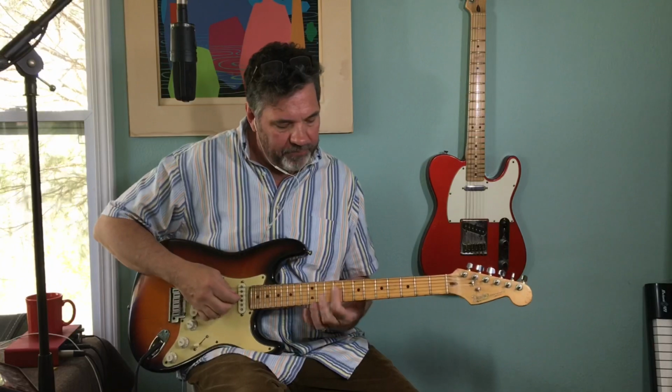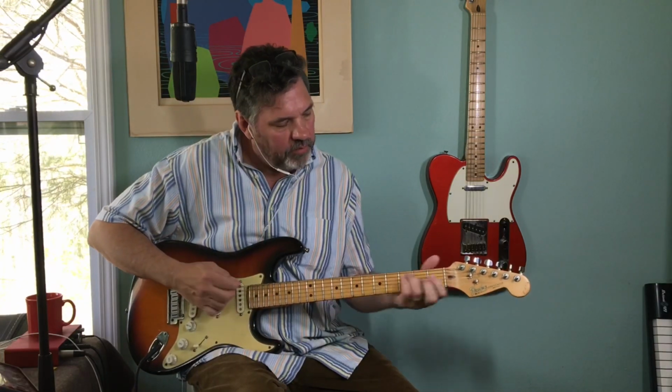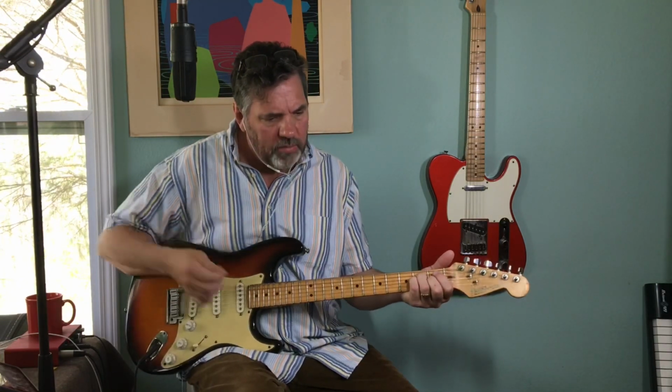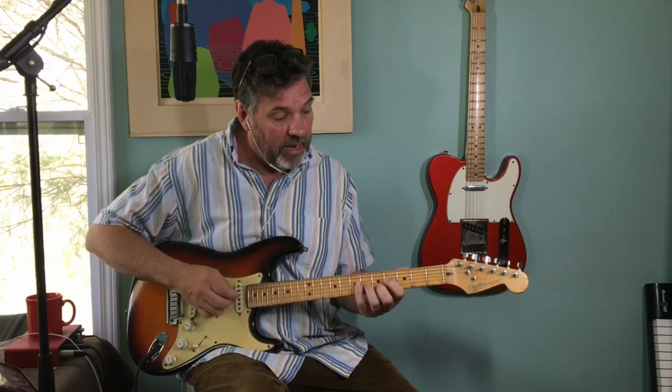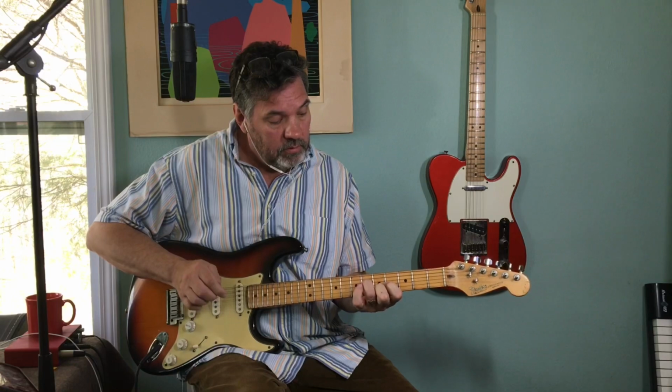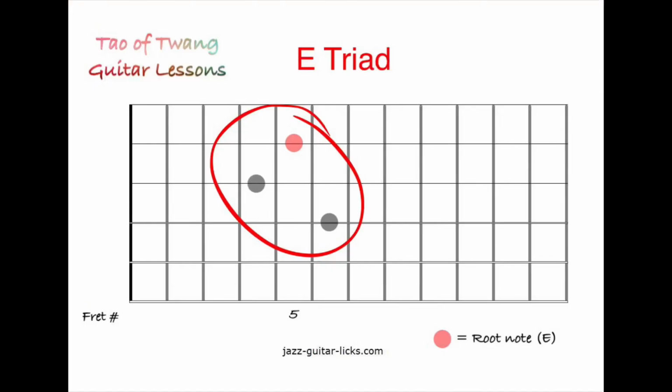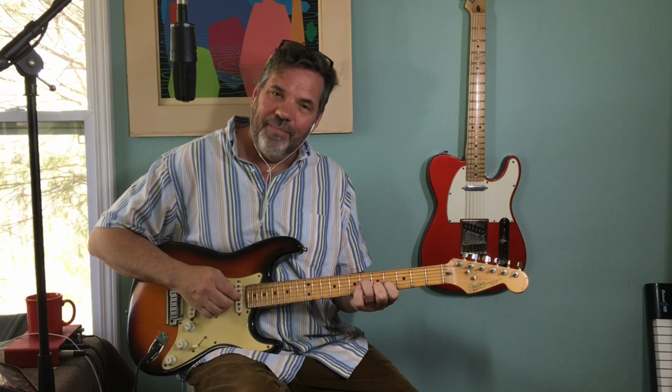So you got that shape. Here's the next one, E. Remember, we're just using the same progression. We're just looking for different places to play triads. Okay. Now this time the root is there on the 5th fret of the B string, right? That's the red dot. Okay. Same idea as before.